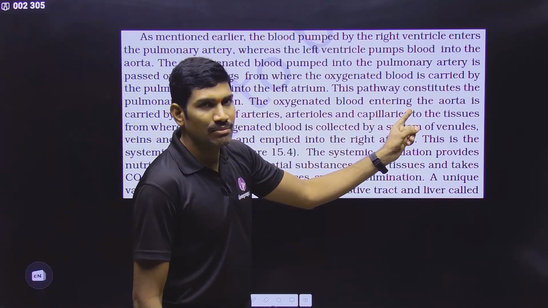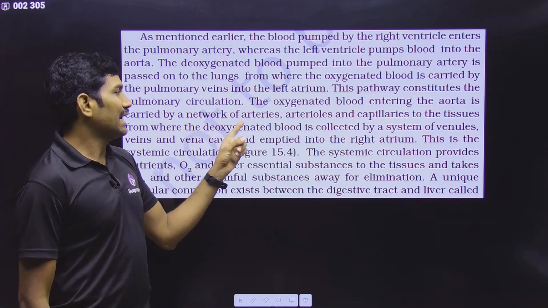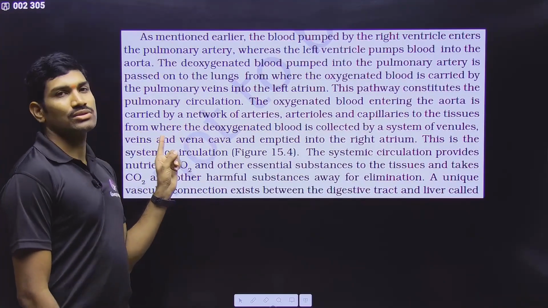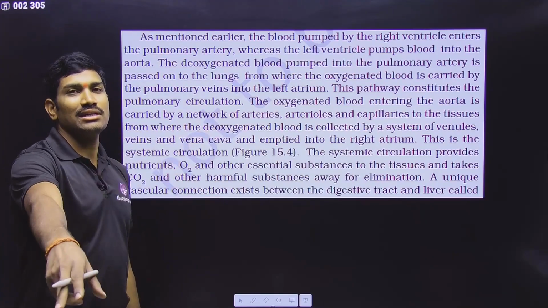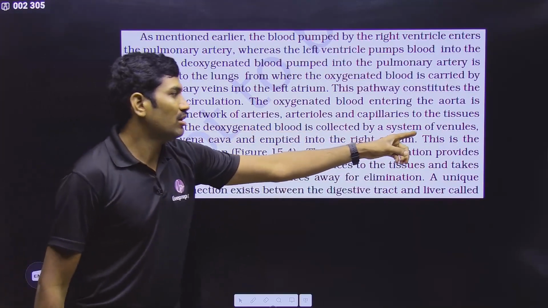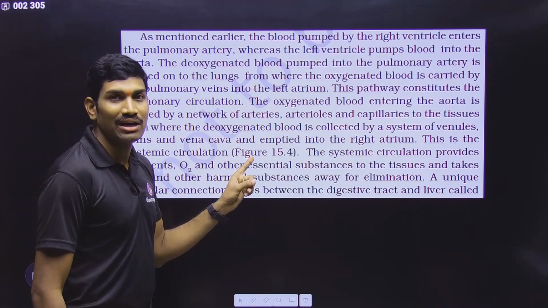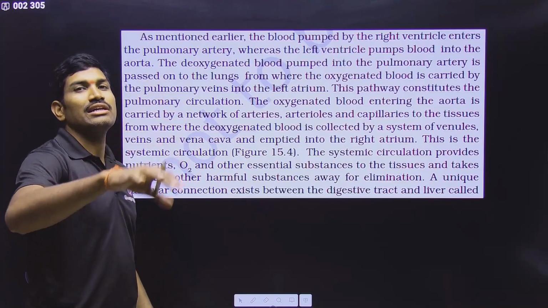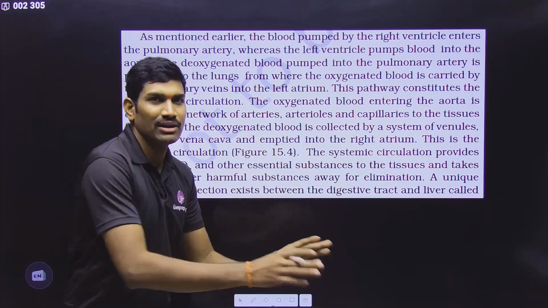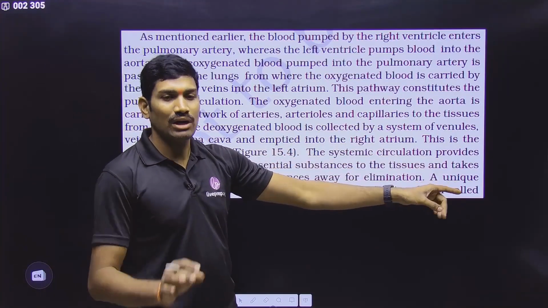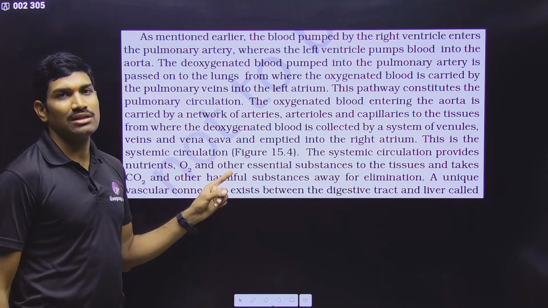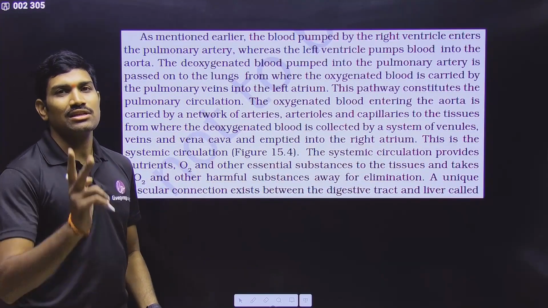Next, the oxygenated blood that enters the aorta is carried by a network of arteries, arterioles, and capillaries to the tissues. So from the heart, oxygenated blood goes to the tissues, where the deoxygenated blood is collected by a system of venules, veins, and vena cava, and emptied into the right atrium. This part, heart to tissues and tissues to heart, is the systemic circulation. So pulmonary circulation and systemic circulation, two circulations are there.